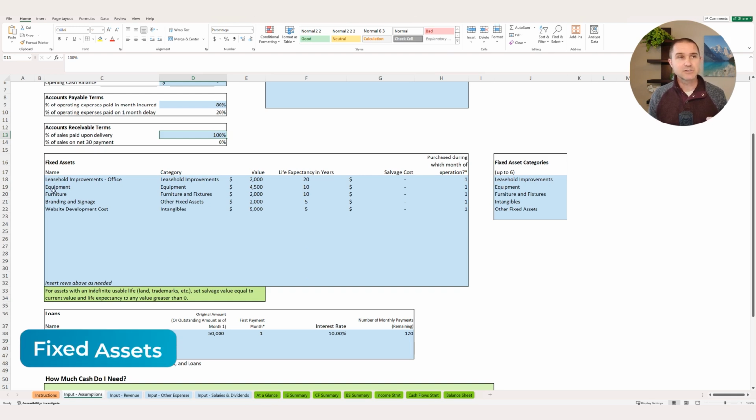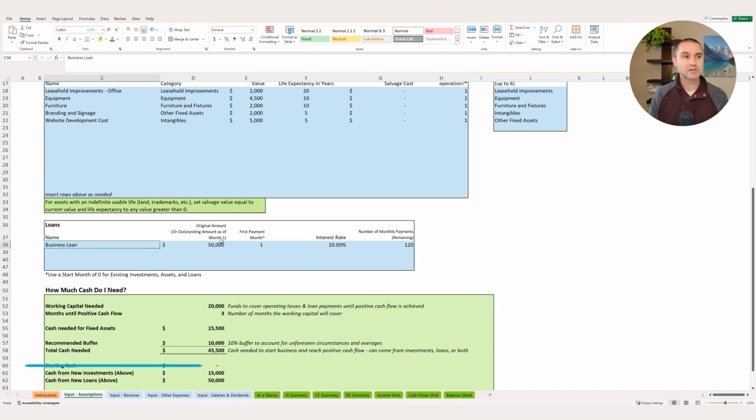Now, the fixed asset section depends on the type of business you have. If it's a walking tour, walking around a city or maybe a museum, you really aren't going to have much in the way of equipment. Now, if it's a boat tour, bus tour, or tours on bikes, you're going to have equipment, and that's where you'd want to enter your equipment or vehicles here. And then we can set up a business loan. So let's say we have a $50,000 SBA loan at 10% over a 10-year term.